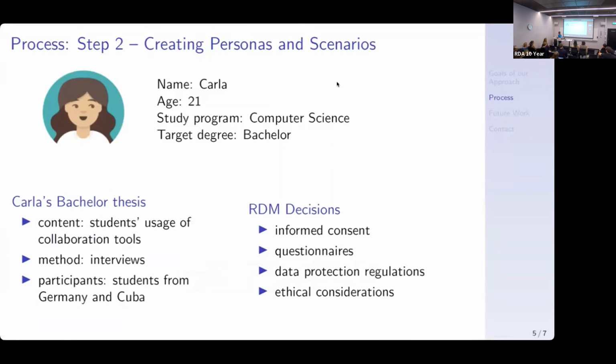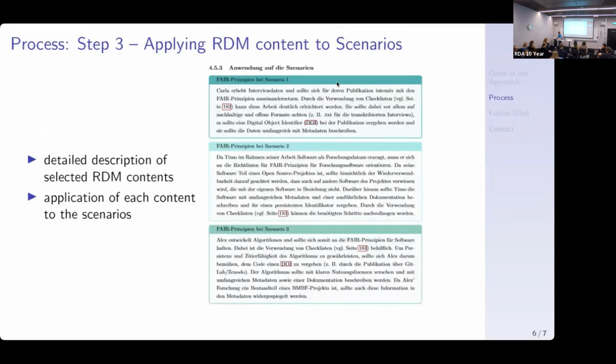Here we created really diverse personas and scenarios to hopefully address a lot of computer science students. In the last step, we applied research data management content to the scenarios. That means that for each content we picked from research data management, like the FAIR principles, we described for every scenario what is needed to know for the student, and where to have the checklists and also some examples with the worksheets to gain research data management skills.